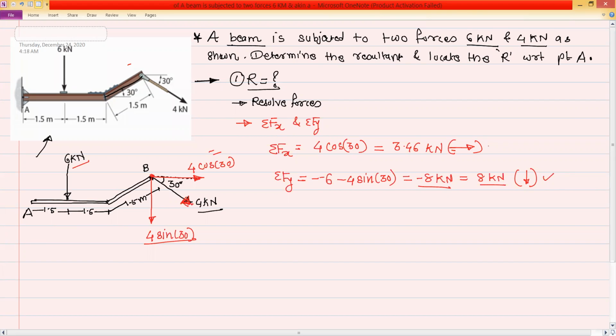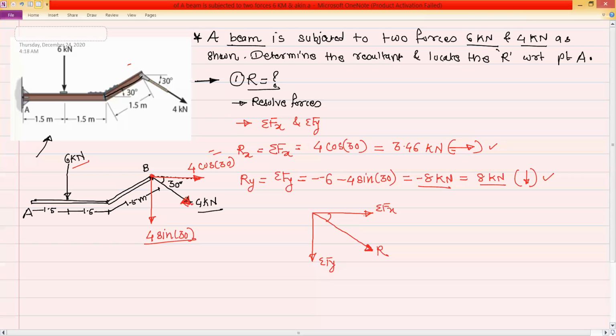So these directions are important to decide what is the quadrant of the resultant. Because the summation Fx is nothing but the x component of resultant and summation Fy is nothing but the y component of resultant. So we can locate the resultant in the fourth quadrant. This is the direction of summation Fx, this is the summation Fy in the negative y direction. So we can say the resultant is acting in the fourth quadrant. So this is the resultant R.